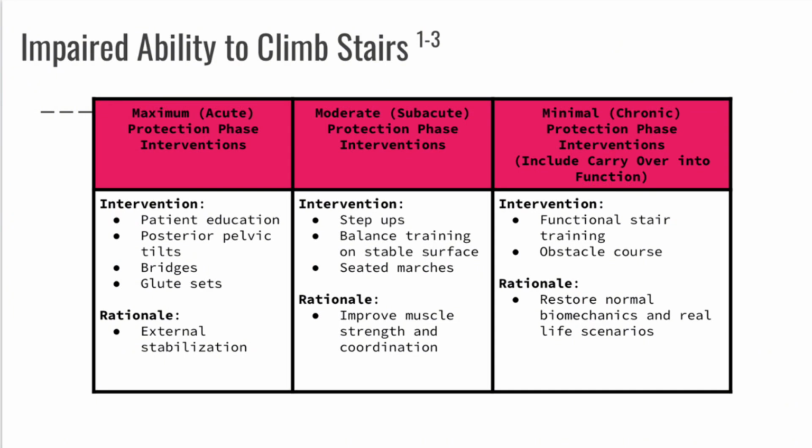Then for the moderate protection phase, we do some step-ups, balance training on stable and unstable surfaces, or seated marches. This will help improve muscle strength and coordination. And for the minimal protection phase, we can do some functional stair training or an obstacle course. And this would be to restore the normal biomechanics and real life scenarios.